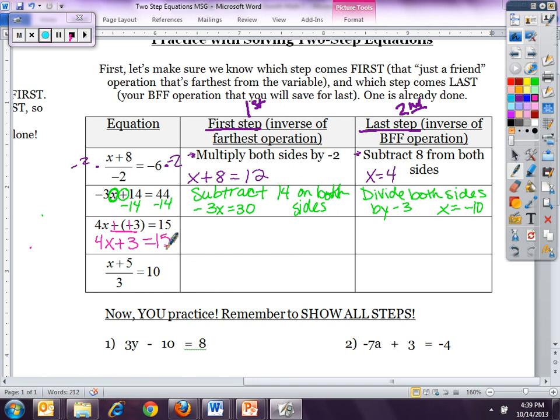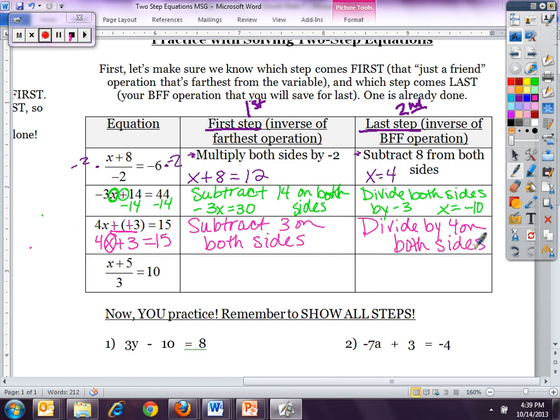So my first step would be to subtract 3 from both sides, because again, here's my variable. Multiplication and division are harder to break than addition and subtraction, so I want to do the easy one. So I subtract 3 on both sides. We always do it on both sides because it's an equation and both sides are equal. So then I'm left with 4x equals 12. Then my second step would be to divide by 4 on both sides.